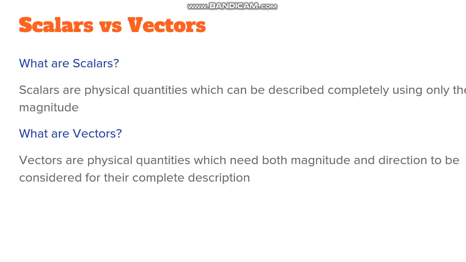What are scalars and what are vectors? Scalars are physical quantities which can be described completely using only the magnitude, whereas vectors are physical quantities which need both magnitude and direction to be considered for their complete description. You can say scalars are quantities which are independent of direction.